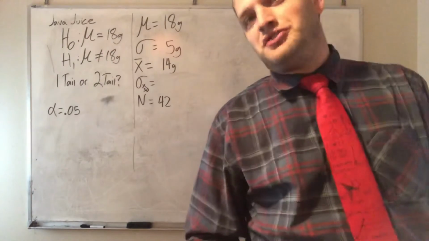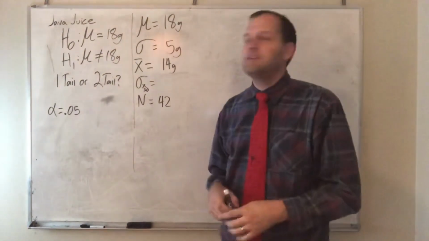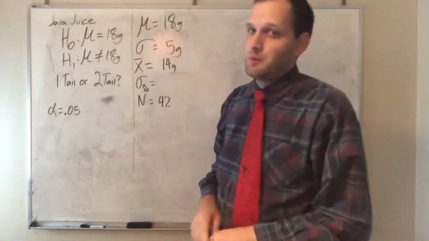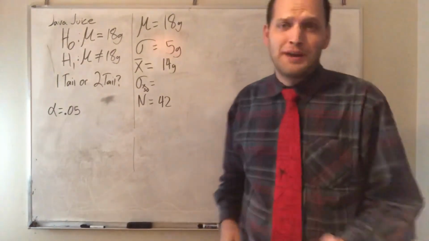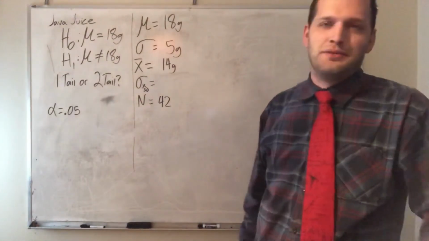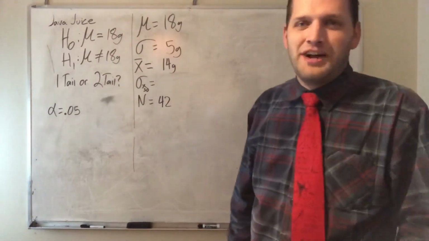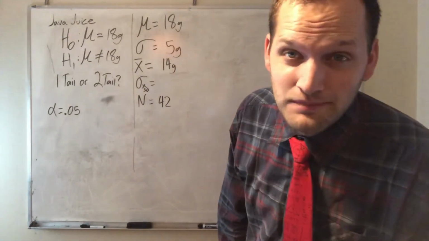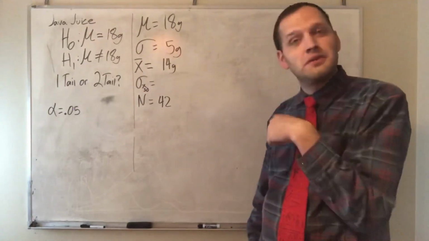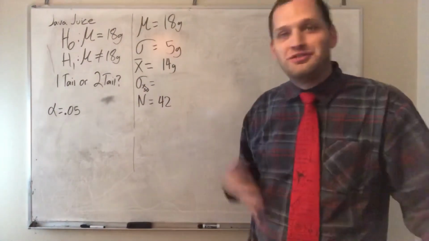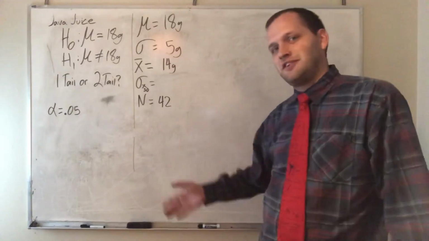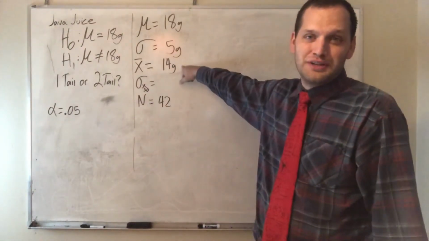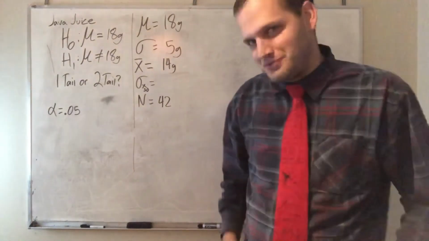So Java Juice, they're selling their drinks, and they're saying, we've got 18 grams of sugar in each of our cups. Well, I go over and buy my Java Juice, I do some tests, and I realize it only has 14 grams of sugar. Are they telling the truth, or are they not? Over the course of 42 days, as I get my Java Juice every day, I test how much sugar's in it, and I come up with an average of those 42 drinks of 14 grams.